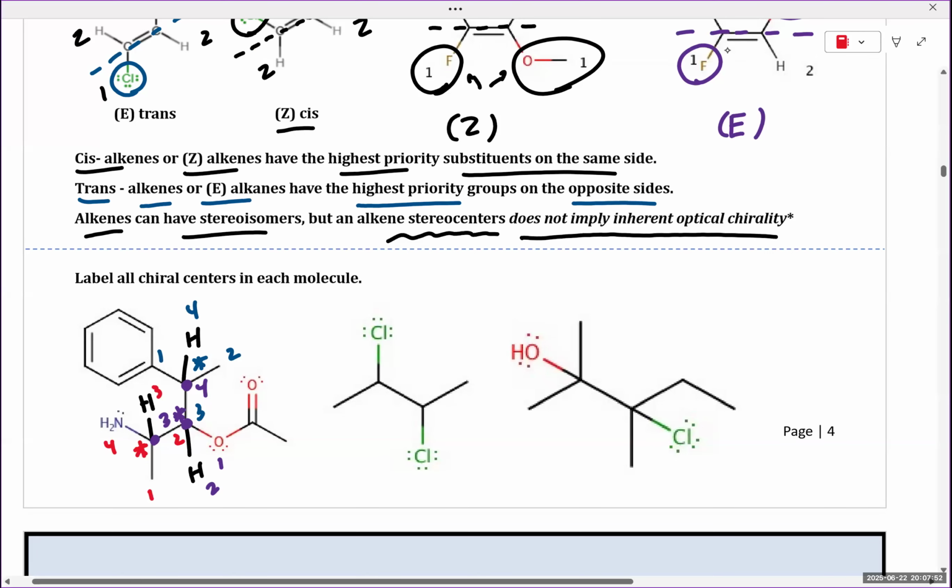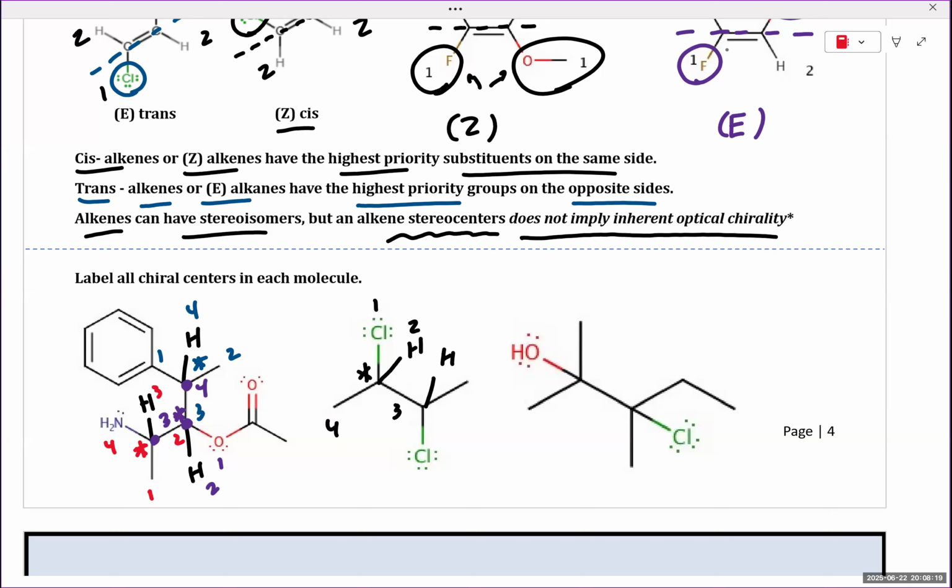With this example in mind, I'd like you to pause the video and take a few moments to label all chiral centers in each of the following molecules. Okay, let's discuss now. In this case, we're first going to add in the implied hydrogens. As you can see, each of these carbons have 4 unique substituents, so we have 2 chiral centers.